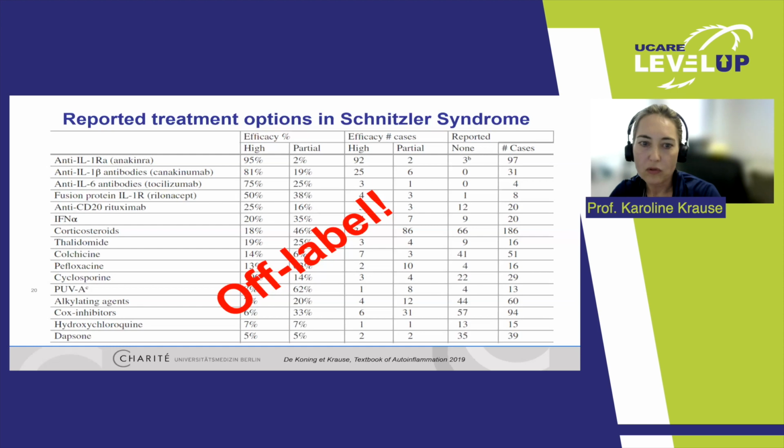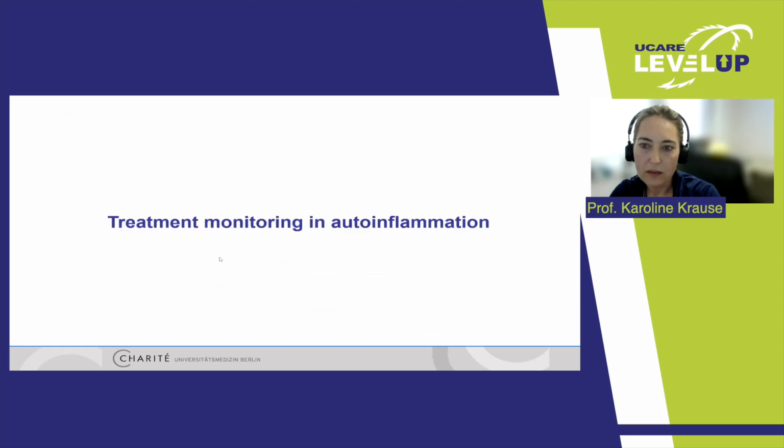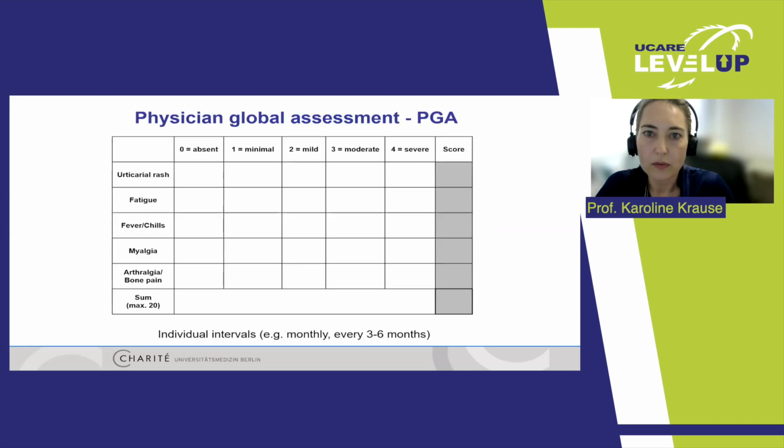And treatment monitoring: what is important, what should we do, what should we look at? First of all, I already mentioned for the clinical trial, the physician global assessment. This is what we use for our trial, and this is also what we use at our clinics for our daily routine. It is a simple assessment tool. It's not validated yet for these rare diseases. Often it is very difficult to validate these assessment tools.